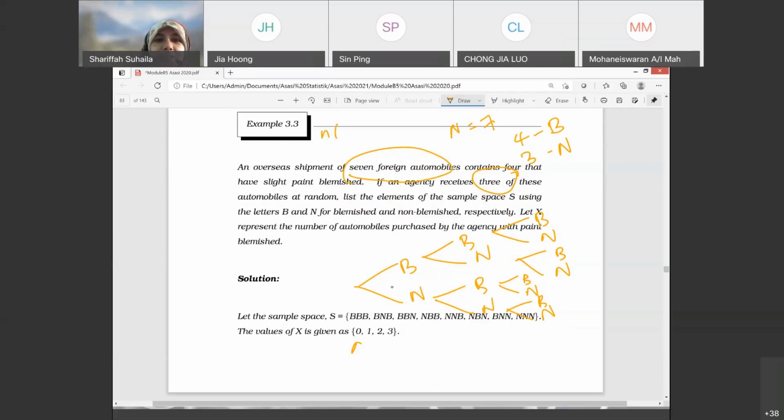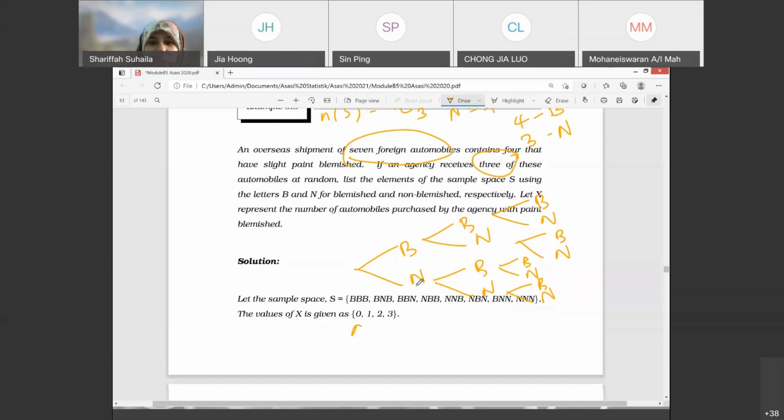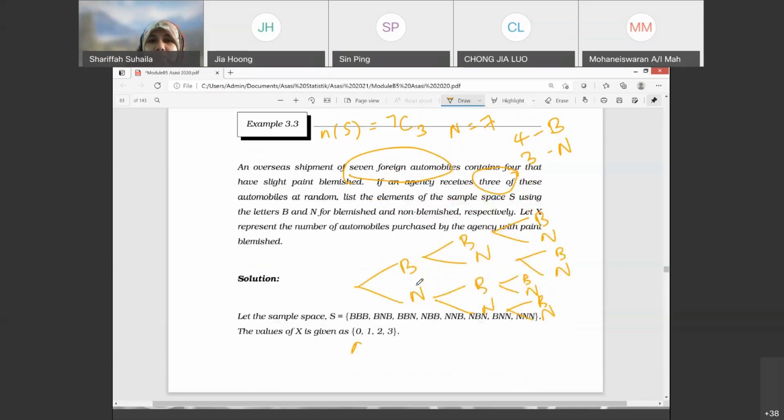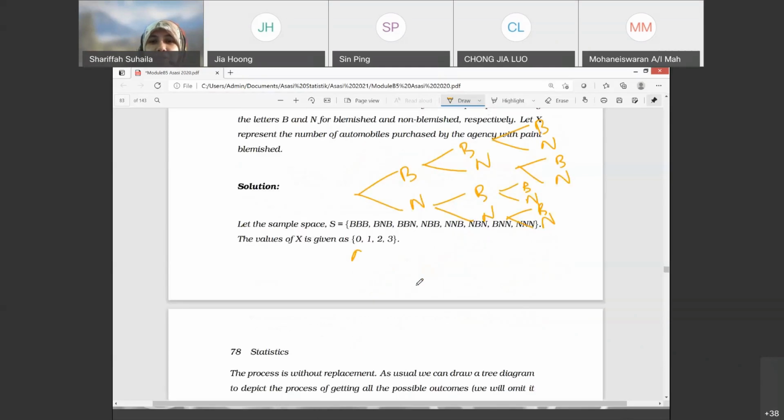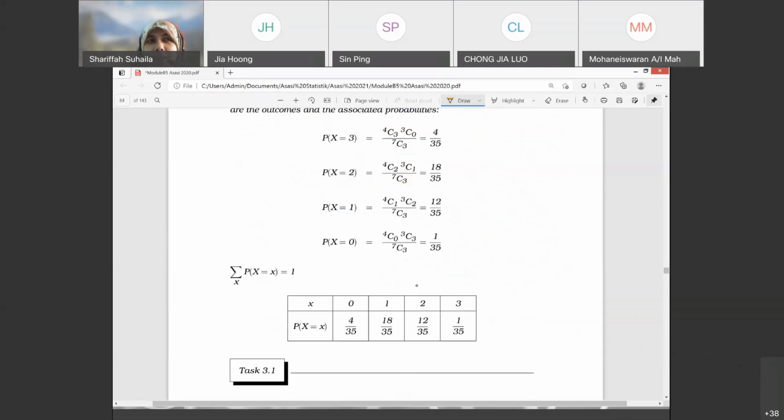Your number of sample space will be 7 choose 3. 7 automobiles, you only receive 3, so the number of sample space is 7 choose 3. Now you want to find probability X equals 0. X represents the number of automobiles purchased by the agency with paint blemish. We have 4 blemish, so X equals 0 means 4 choose 0, and the balance you have 3, choose another 3, divided by 7 choose 3. Simplify, and you will get 1/35.